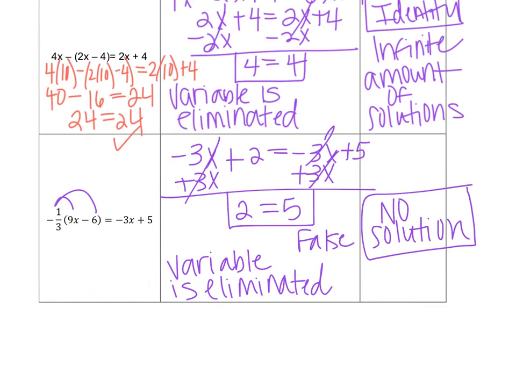Because no matter what number you plug in, you would always get a false solution. So there's no number that you could ever plug in that would make this equation true, which is why you get 2 equals 5, because it's false. So that's why it's called no solution. There's not a number that you could plug in for x that would make this equation true.